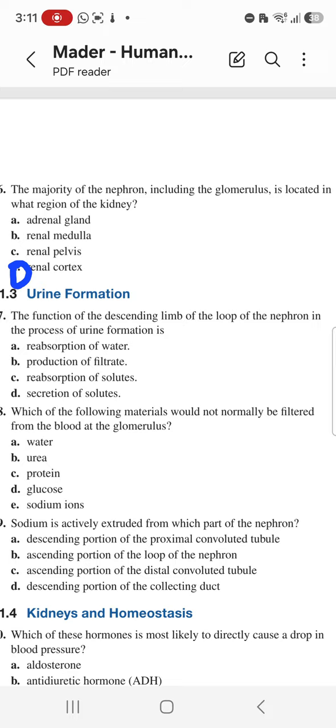Coming to question number 7, the function of the descending limb of the loop of the nephron in the process of urine formation is, so the descending limb is obviously the one that is going down, and it is thinner compared with the ascending limb. So its function mainly is to absorb water, and the absorption of ions happens more in the ascending limb. Which of the following materials would not normally be filtered from the blood at the glomerulus?